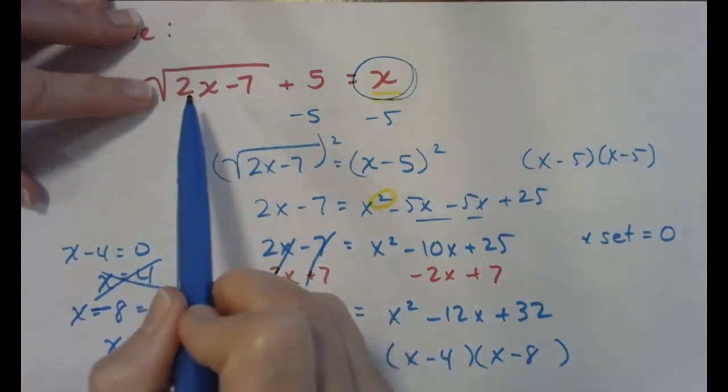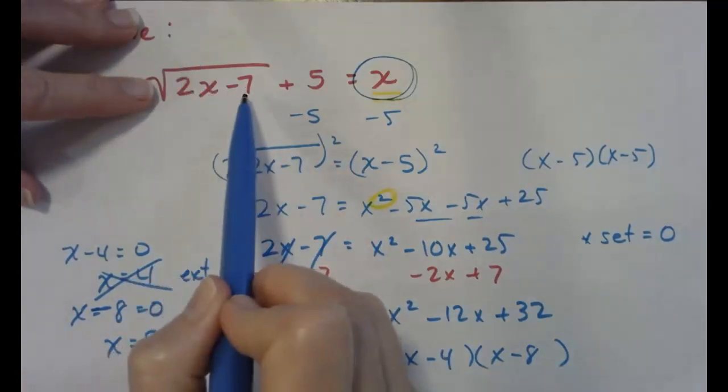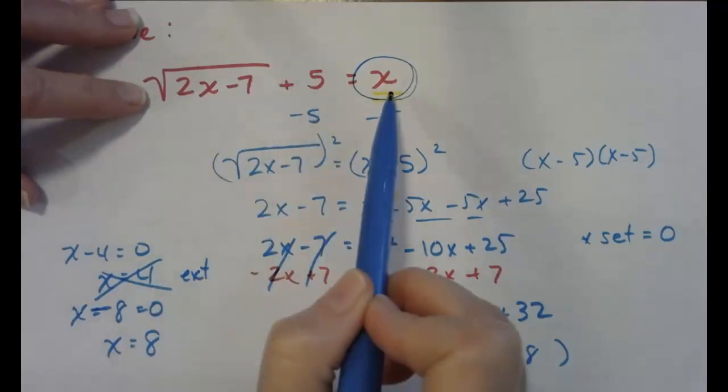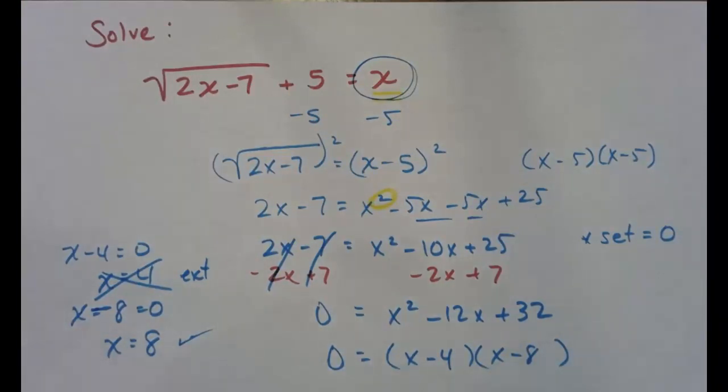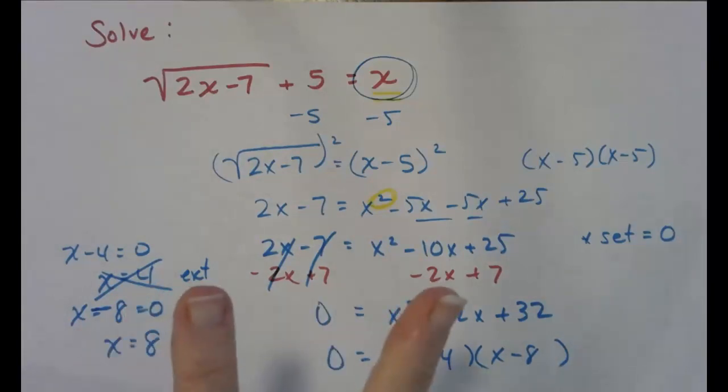If we plug in the 8, 2 times 8 is 16. 16 minus 7 is 9. The square root of 9 is 3. 3 plus 5 is 8. 8 works. So when you check for extraneous solutions, I did it on the other two, but you totally can. This is a good time to do it when you get 2 solutions.